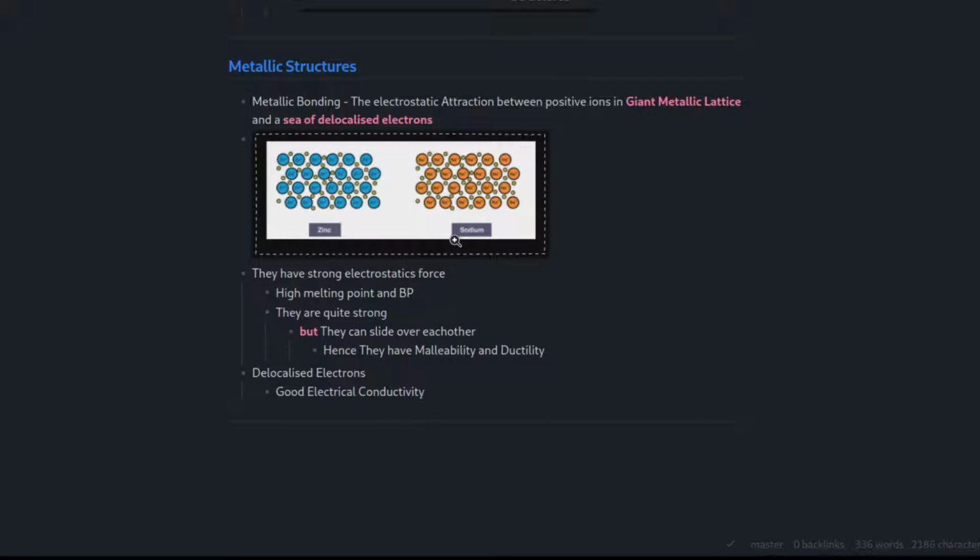Lastly, we have metallic structures. Metallic structures are very simple. They are structures that only form in metals. So metals themselves have a metallic structure. All right, and this structure can be observed like so.